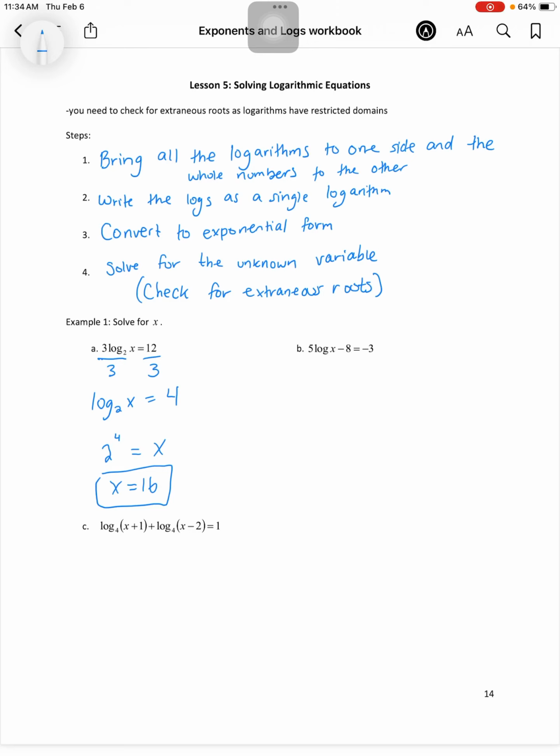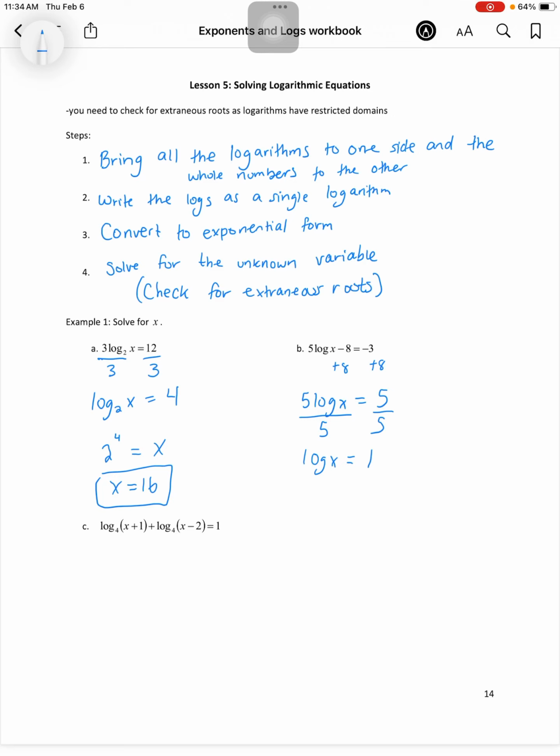For letter B, this is going to be very similar, except now just one additional step. We see we have a constant, which is negative 8. So as always, whenever we're solving for a variable, we're going to move the constant first. So here we have a minus 8. That means we're going to add 8 to both sides. That gives us 5 log x equals positive 5. And now this is very similar to letter A, where we just have a coefficient in the front of logs, and now we just divide both sides by that coefficient. So here we have log x equals 1 now.